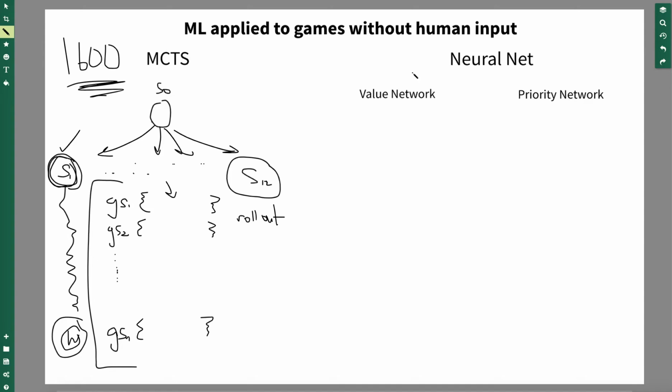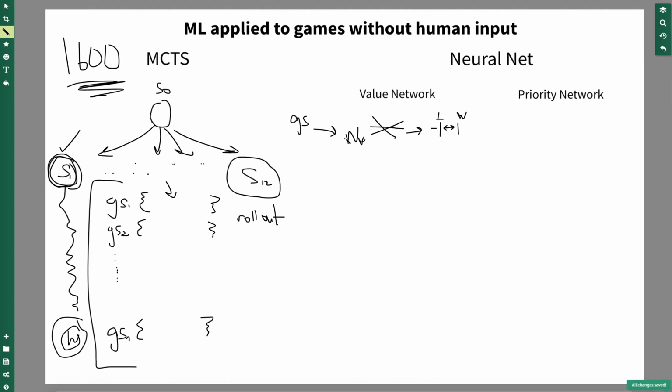And so the neural network is a set of 2 networks. It's the value network and it's the priority network. The value network is going to be fed a game state. I'm just going to put 3 of those crosses to signify a network there. It goes through the network and it outputs a probability from -1 to 1. So a 1 is a win and a -1 is a loss.